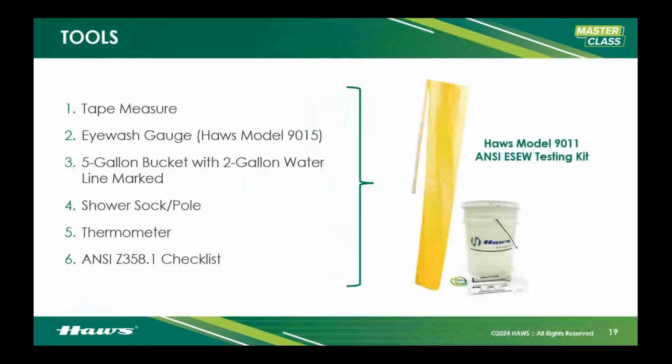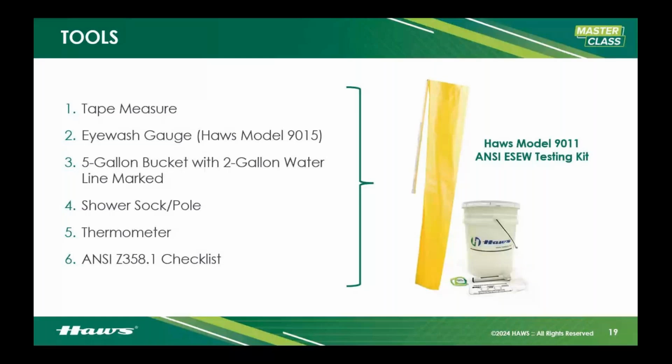Okay, now what you're going to need for the testing includes some sort of test kit. Ours is there on the right-hand side. It's a 9011 test kit. And what's included in there is a tape measure. You're going to need an eye wash gauge. This is designed by the ANSI standard. There's a drawing in there that told us exactly how to make that thing. And it's based on average human anthropometrics. And I'll show you how to use it here in a little bit.